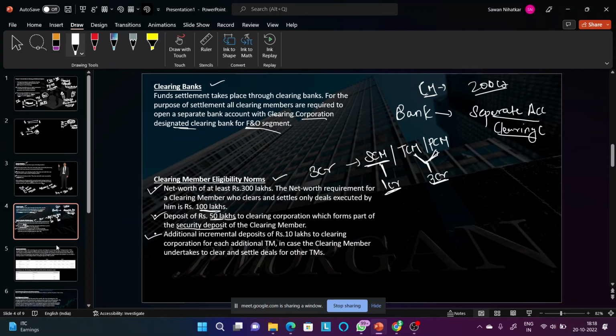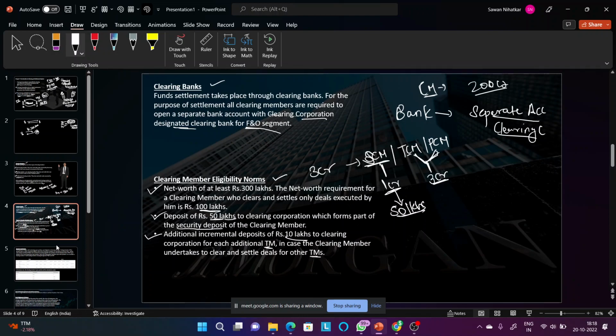Now, additional incremental deposits of 10 lakhs to clearing corporation for each additional trading member in case a clearing member undertakes to clear and settle his deals for other trading members. Now, as we saw, if you are a self clearing member who is only clearing deals which you yourself are executing, in that case the requirement of deposit is just 50 lakhs. Okay, so you deposit 50 lakhs and then you can just do your job.